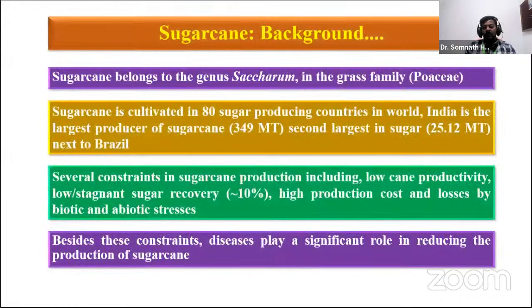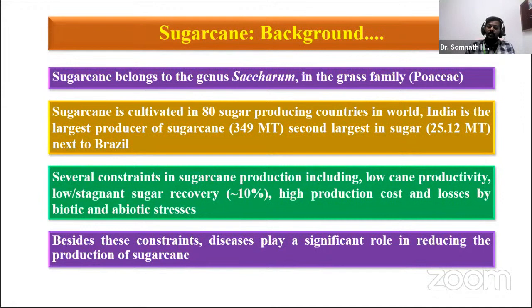Now we'll see the fungal diseases of sugarcane. Before going to see the fungal diseases of sugarcane, we just have some background information on sugarcane. As we all know, sugarcane belongs to the genus Saccharum, family Poaceae. Sugarcane is cultivated in more than 80 sugar producing countries in the world. India is the largest producer of sugarcane and second largest in sugar production, next to Brazil.